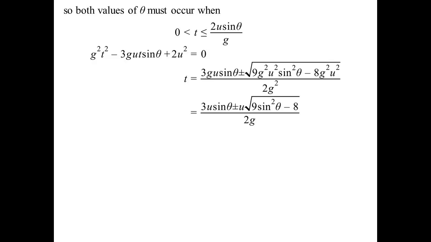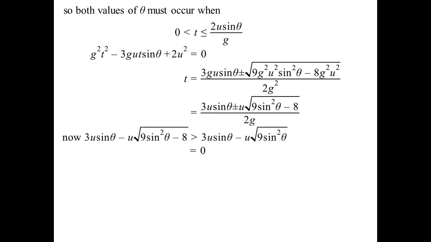Okay, let's go back to the equation and actually try and solve it. T is 3u sine theta plus or minus u root 9 sine squared theta minus 8 over 2g. 3u sine theta minus u root 9 sine squared theta minus 8 must be greater than 3u sine theta minus u root 9 sine squared theta. Because in the second one, I'm taking more away. Well, look at the second one. 3u sine theta minus the square root of 9 sine squared theta is 3 sine theta. So that is 0. So both times are greater than 0. Because I just worked out that the negative one is greater than 0. Well, clearly the plus one has to be greater than 0 as well. So all right, I've got positive times.